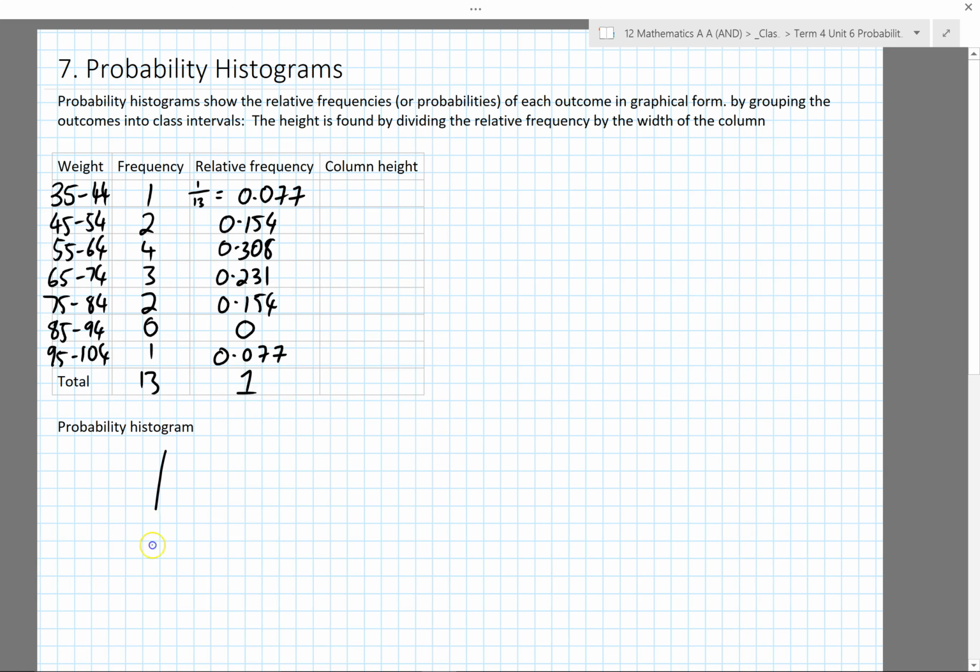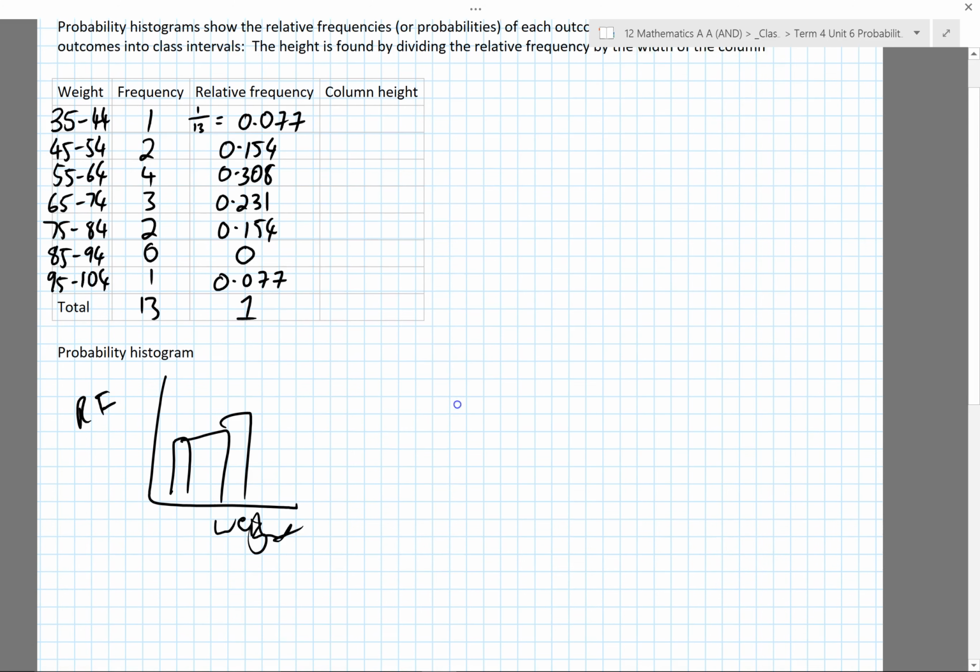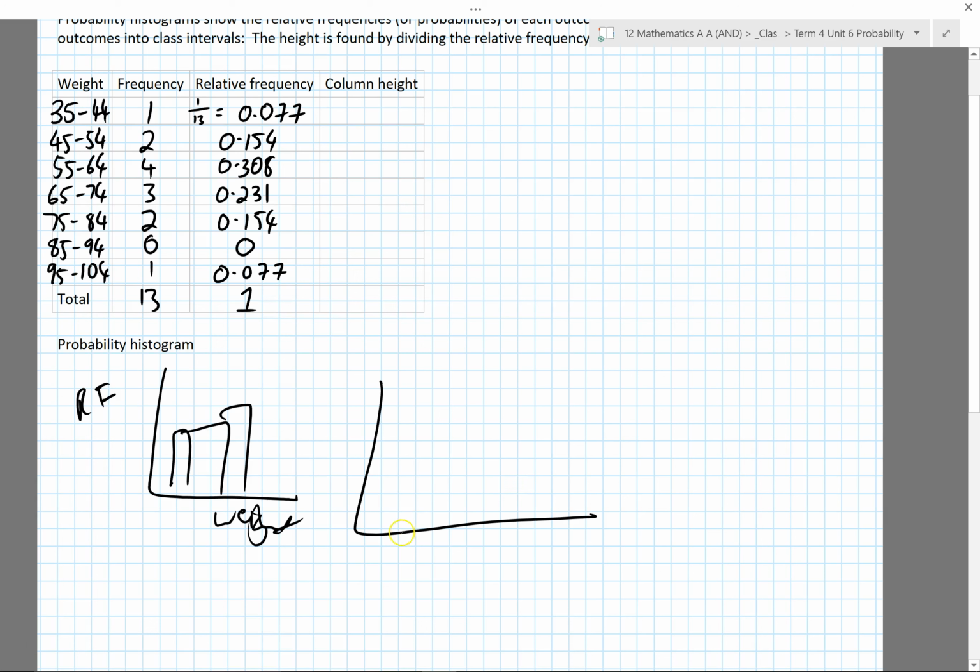Okay, so your temptation would be just to straight away draw weight and relative frequency and start making your histogram. Okay, 2 things we need to be careful about. The first one is in our weight, we're not going to go 35 to 44 and then 45 to 54 and draw bars like this, because histograms don't have gaps in between them. So what we need to consider is what the real true class is.